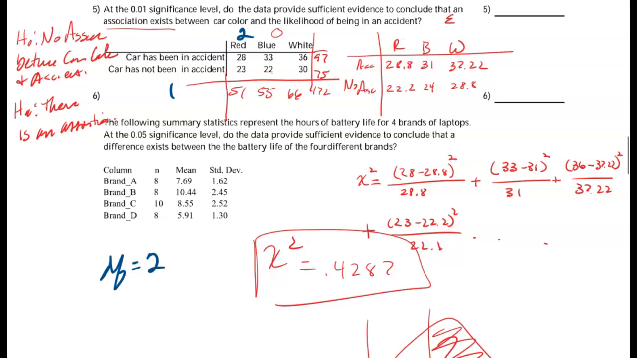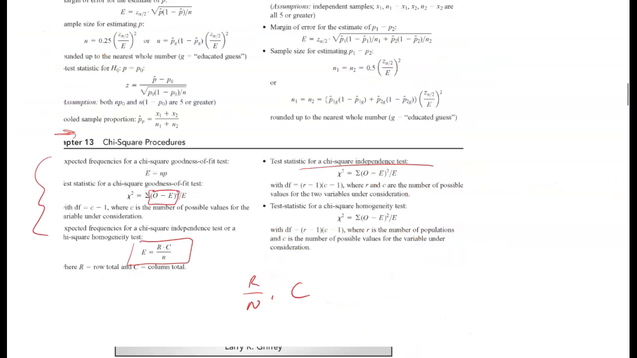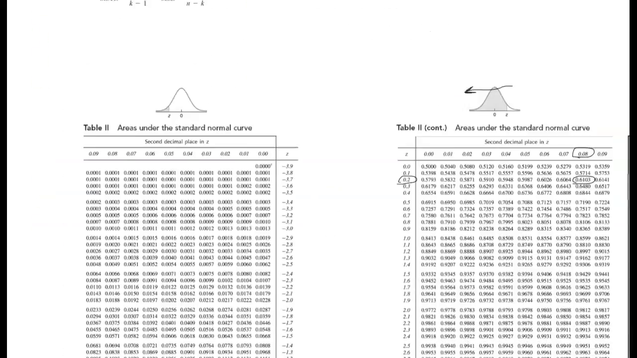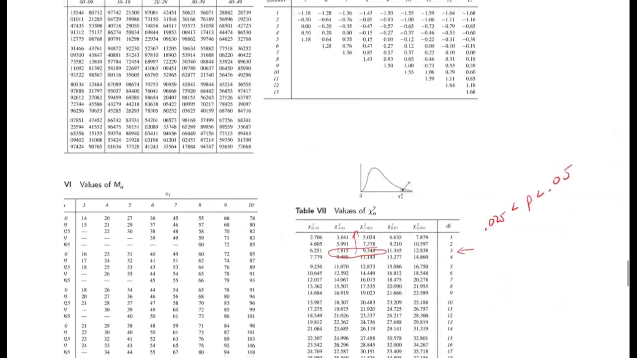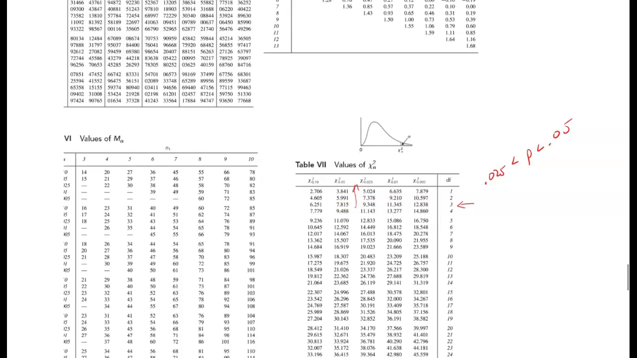There are 3 columns, so 3 minus 1 is 2, 2 rows, 2 minus 1 is 1, degrees of freedom is 2, and I'm going to look for 0.4287. Go to your chi-square table, go to the row for 2 degrees of freedom. Yeah, there is no 0.4, it's way off here somewhere.